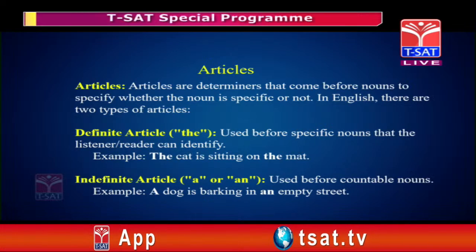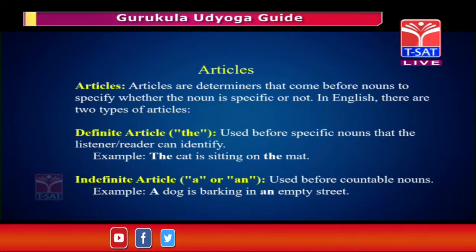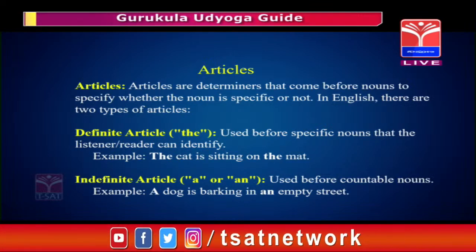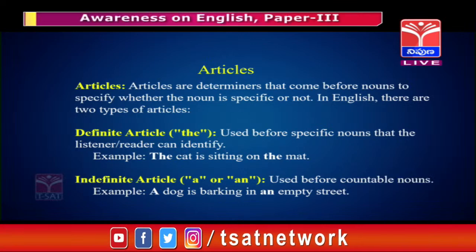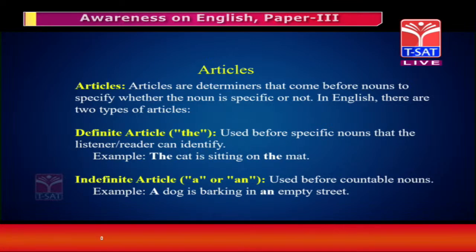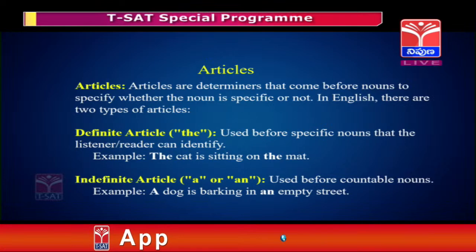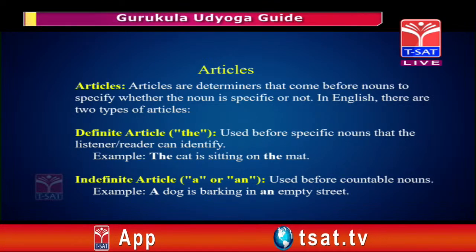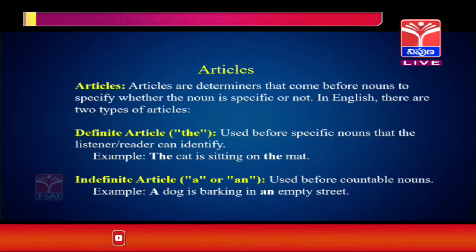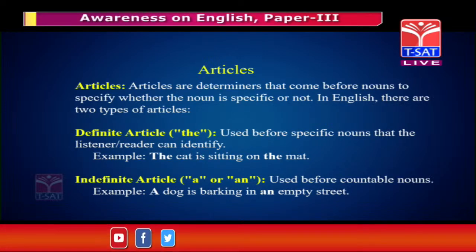A always comes with a consonant sound. When the noun starts with a consonant sound, we have to use the indefinite article a. When the noun starts with a vowel sound, we have to use the indefinite article an. So do remember, these articles sometimes act as adjectives also.